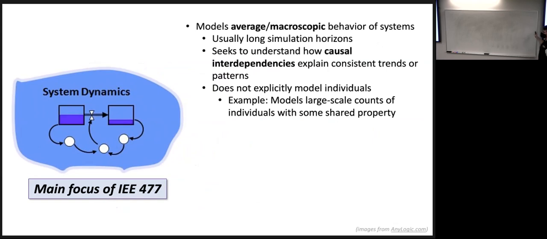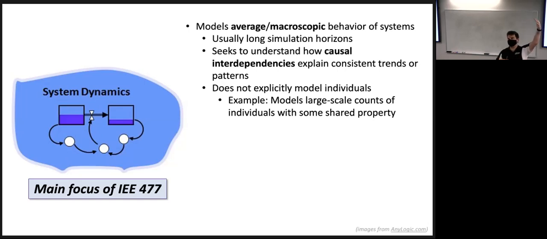This is a very popular modeling technique you see in ecology and in business. W.P. Carey has classes on system dynamics modeling. If you've heard of the SIR model for modeling epidemiology, that fits into this class of models. These model the average and macroscopic behavior of systems. We're not interested in the day-to-day details of an individual in a system. We're interested in looking at populations over long periods of time. So how do general causal interdependencies explain trends or patterns? In the case of an SIR model in epidemiology, there's a group of susceptible, a group of infectious, and a group of recovered individuals, and you're interested in the trends in these three slices of the population over time.